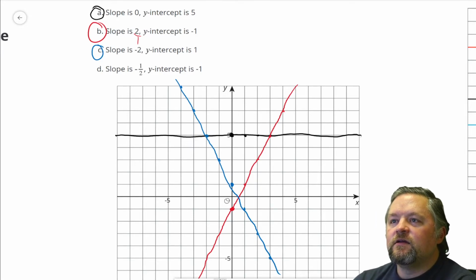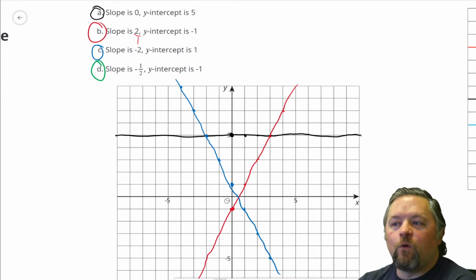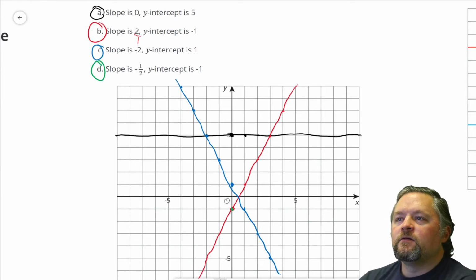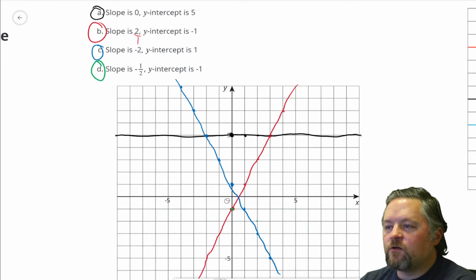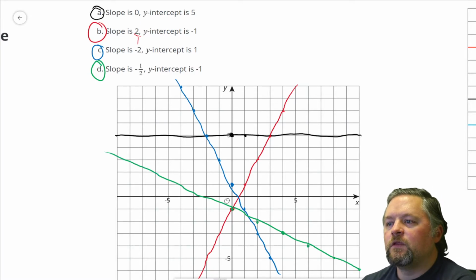Now D, the slope is -1/2, and the y-intercept is -1. So y-intercept is -1 again. We'll start right there. Slope of -1/2, rise of 1, run of 2, going down. So down 1, over 2, down 1, over 2. Perfect.